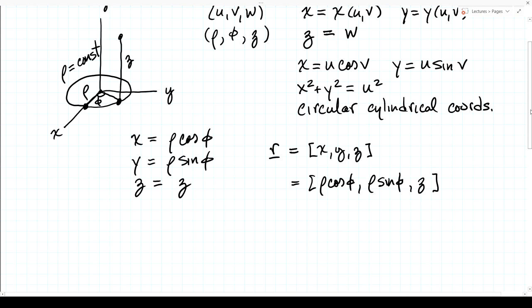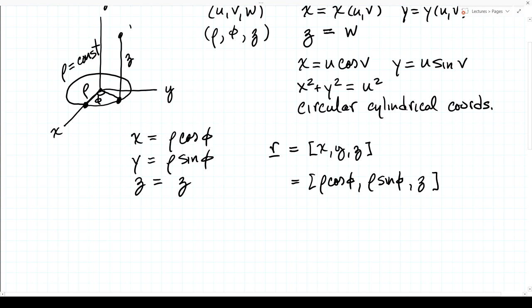And now we can look at the change, right? So this is position r. We can look at the change in position with respect to variations of any one of the coordinates. So we can look at the derivative with respect to rho of r. And so what would that be? Well, this is easy because rho is just a linear factor there. So for the first one, it's just cosine of phi. The second, it's sine of phi. And z has no rho dependence, so that's 0.